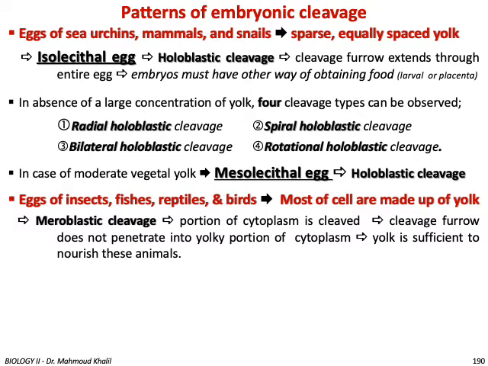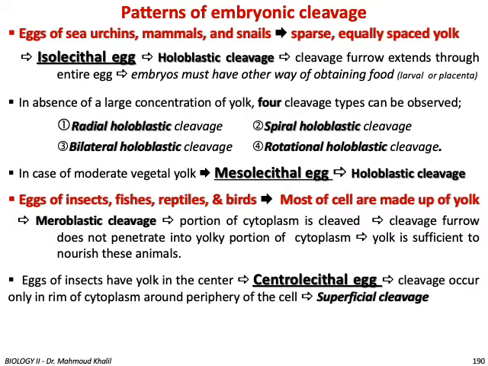Eggs of insects, fish, reptiles, and birds are mostly full of yolk. So they undergo another type of cleavage called meroblastic cleavage, in which only a portion of the cytoplasm is cleaved, not the whole egg. The cleavage furrow doesn't penetrate into the yolky portion of the cytoplasm. Yolk is sufficient in this case to nourish the animal until it hatches. So the hatched young will resemble the adult, but it needs time to grow and mature.